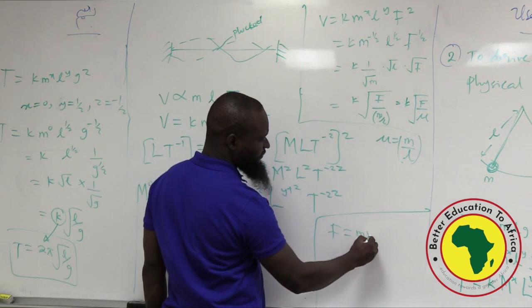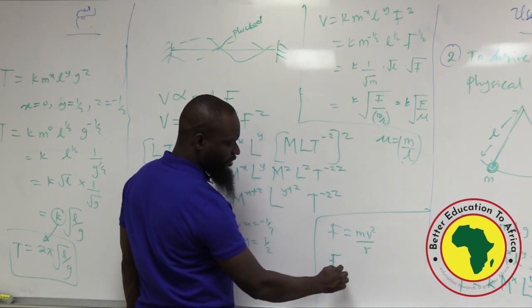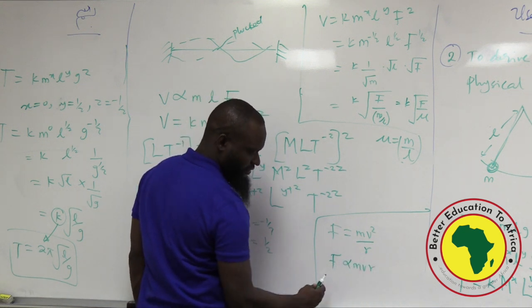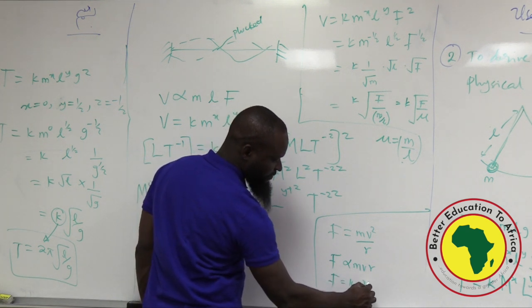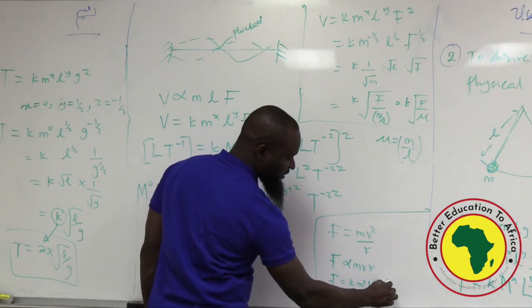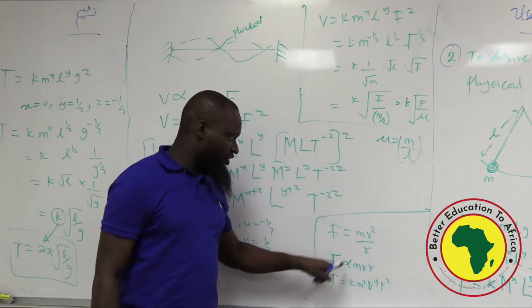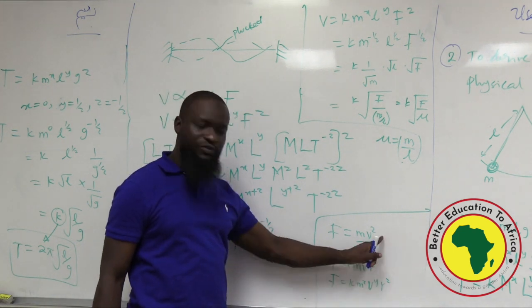Centripetal force is mass times velocity squared over r, mv squared over r. So just say the centripetal force depends on mass, velocity, and radius. Call this force F equals K, M^X, V^Y, R^Z. Put dimensional analysis here. Solve for this, and you will get that equation for centripetal force.